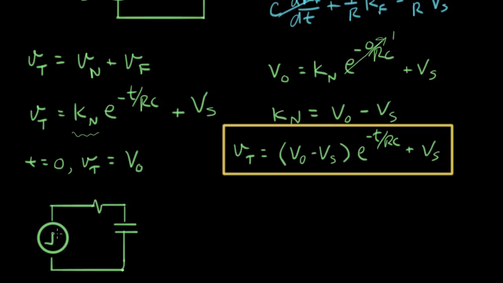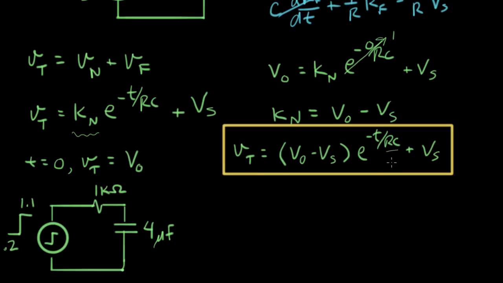Let's say we do a step, and the step goes from 0.2 volts up to, say, 1.1 volts, and let R equal 1 k ohm, and let the capacitor equal 4 microfarads. So now let's plug these values into our solution and see what we get.